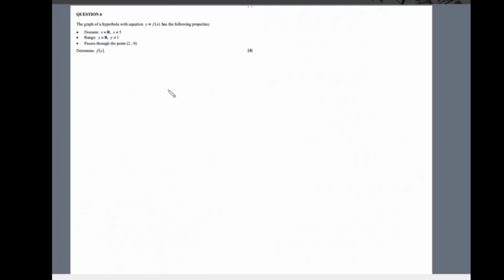Okay, so we have question six. The graph of a hyperbola with equation y equals f of x has the following properties. The domain is x, element of real numbers, but x cannot be 5. Immediately reading this statement, I know the equation of my vertical asymptote is the line x equals 5. This is the vertical asymptote. And then the range is y, element of real numbers, but y cannot be 1. Reading this statement again, I know immediately what it is. It is my horizontal asymptote, and the equation of that line is y equals 1, right? And then the graph passes through the point 2, 0.